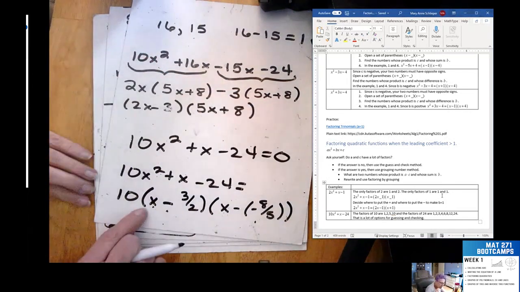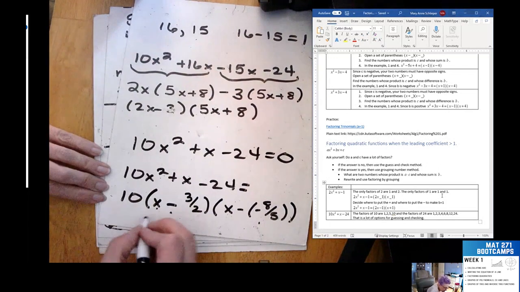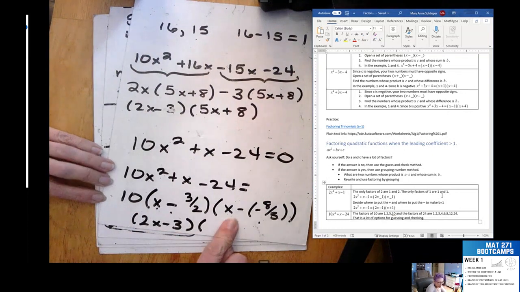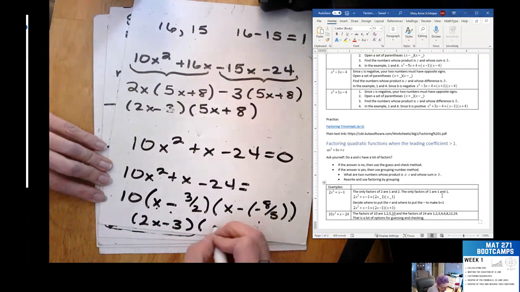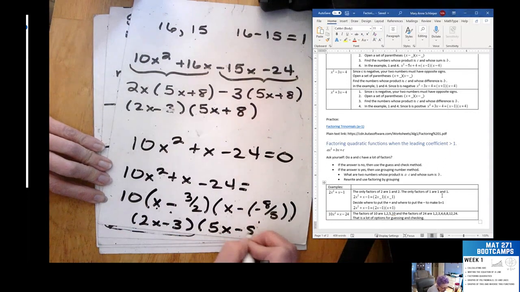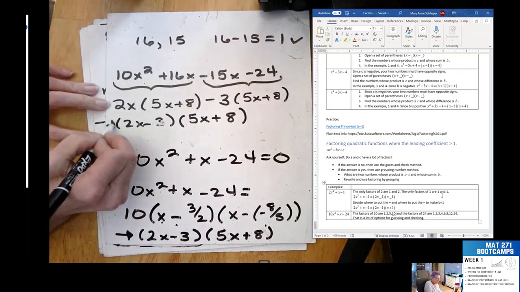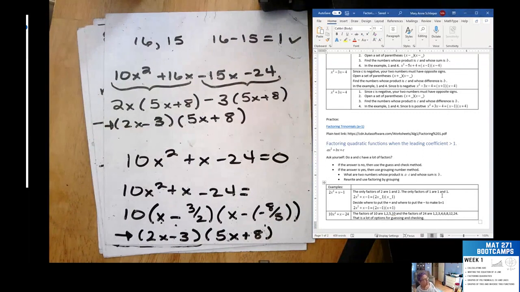So I'll multiply 2 into this piece, gives me 2x minus 3. I'll multiply 5 into this piece. That gives me 5x minus, or plus 8, because I have minus minus. And there I have factored it. Exact same answer, way less work. So the calculator way, the grouping number way, the guess and check way.